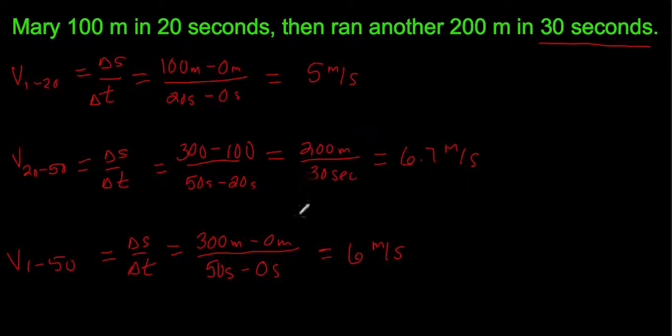So again, that's average velocity. It's a relatively simple concept. If we wanted to make these into vectors, maybe if Mary was running to the east, we would add east to all these, and then these are considered vectors and not scalars. So that's our average velocity.